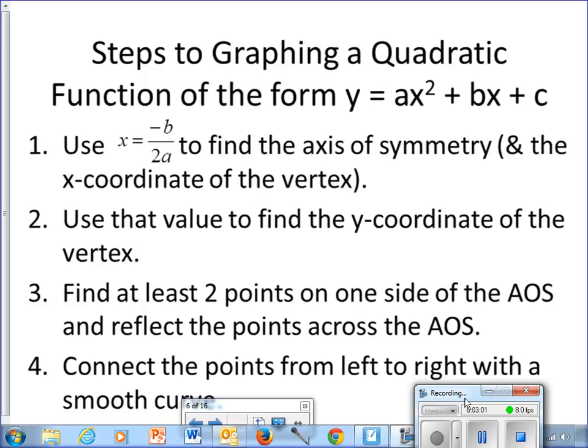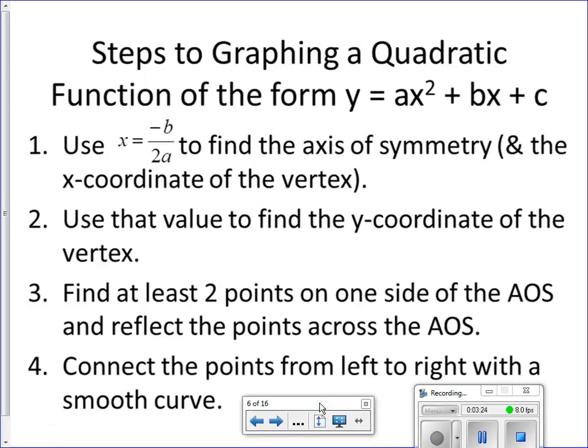Step 2 is to use that value to find the y-coordinate of the vertex. Step 3 is to find at least 2 points on one side of the axis of symmetry and reflect those points across the axis of symmetry. And step 4 is to connect the points from left to right with a smooth curve.